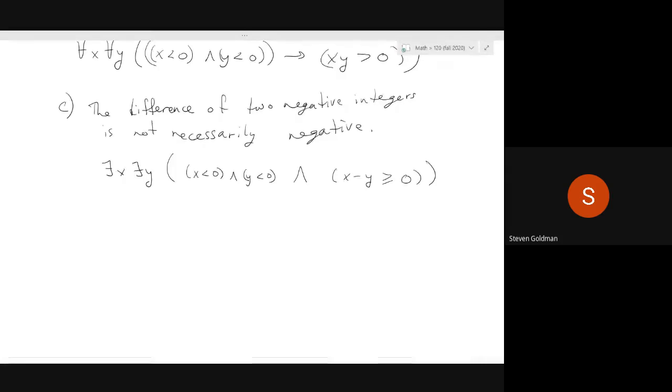Okay. All right, any questions on that? Okay, so not necessarily negative means that it's positive or 0 as well. It could be positive, it could be 0. Depends. If you used universal quantifiers, then you should have used a conditional statement. If you use existential quantifiers, then you should have used conjunction.